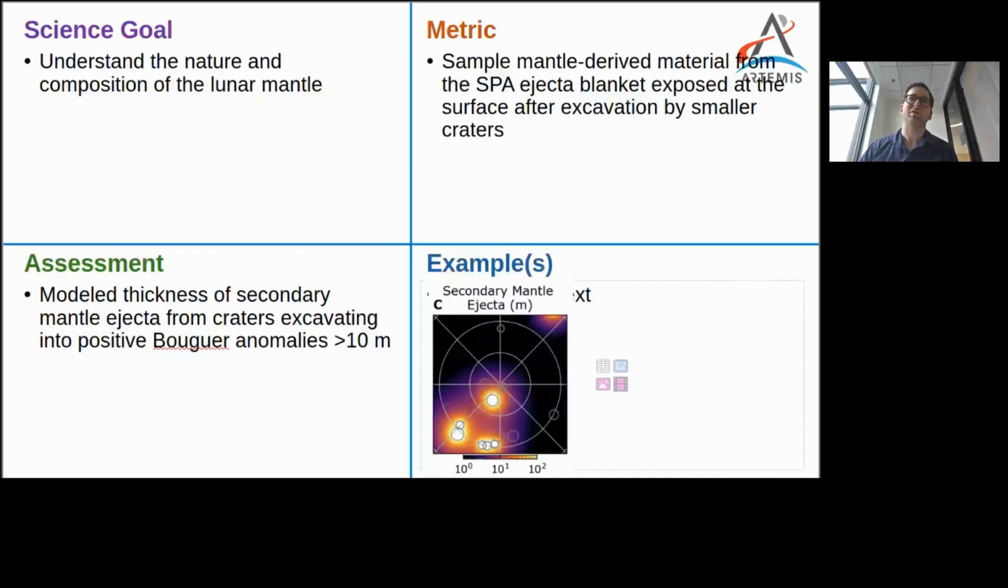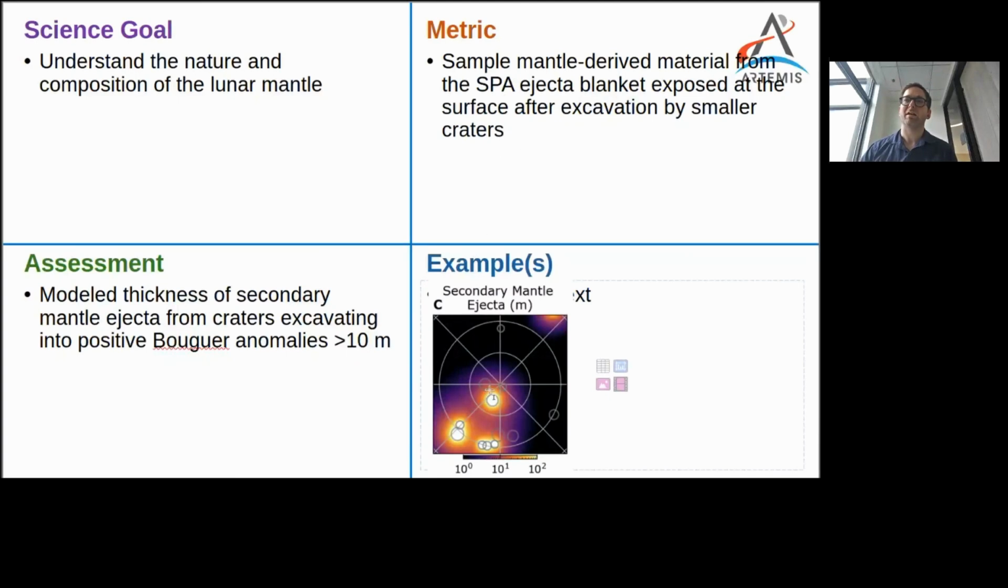But there's a separate science goal of actually understanding the composition of the lunar mantle, and basically involves being able to sample this material. So for this metric, you want to be able to sample this material derived from this SPA ejecta blanket, exposed at the surface from excavation by smaller craters.